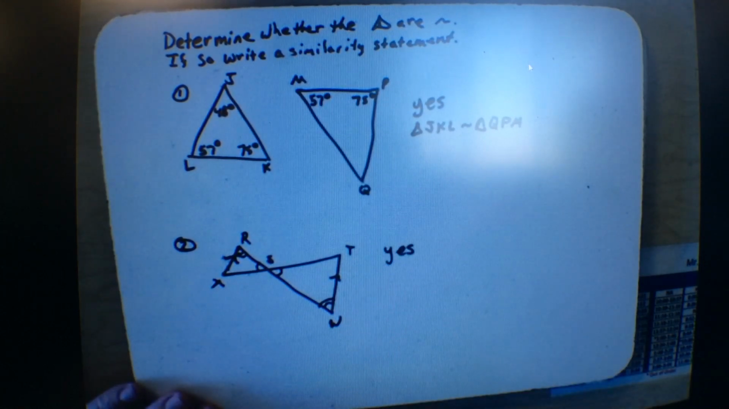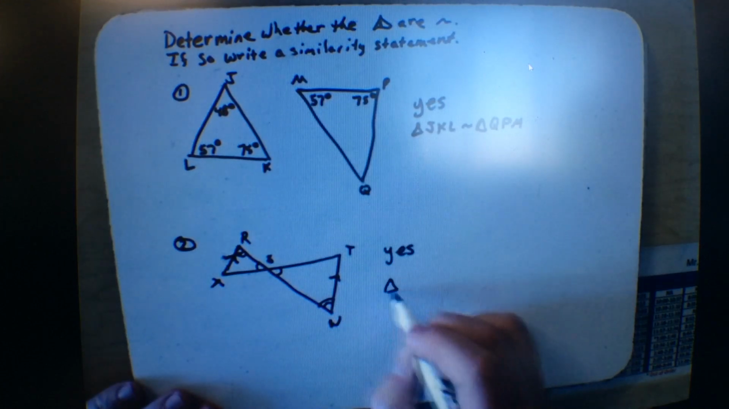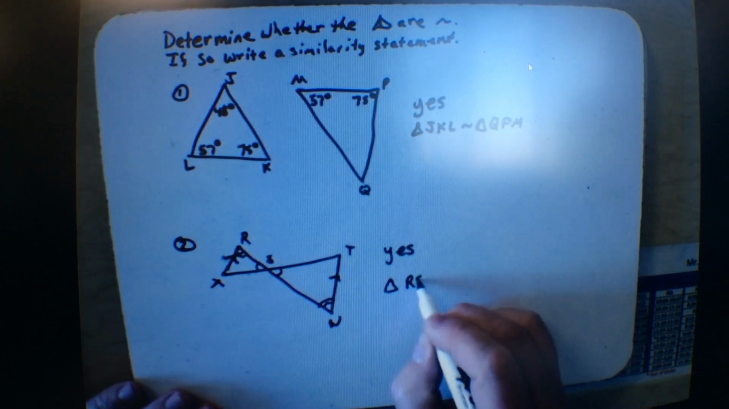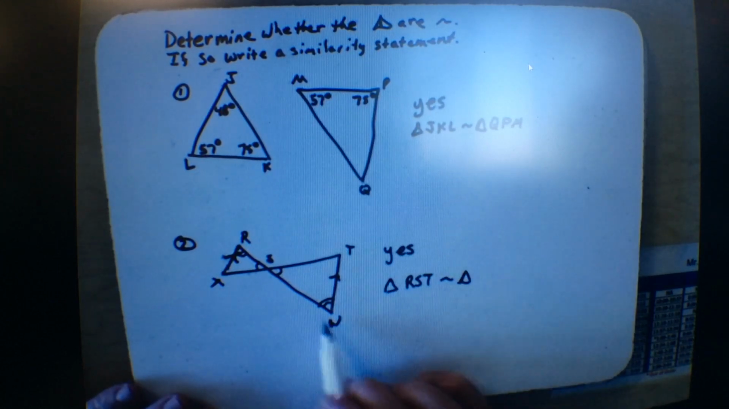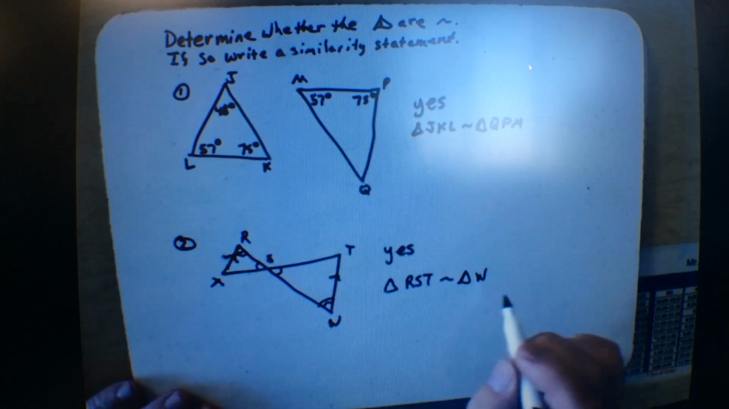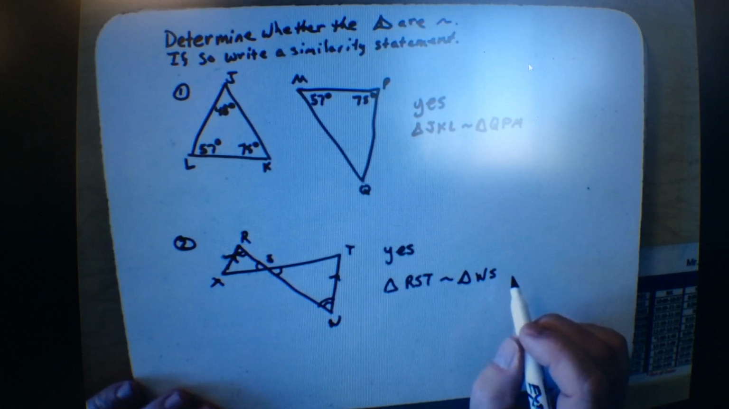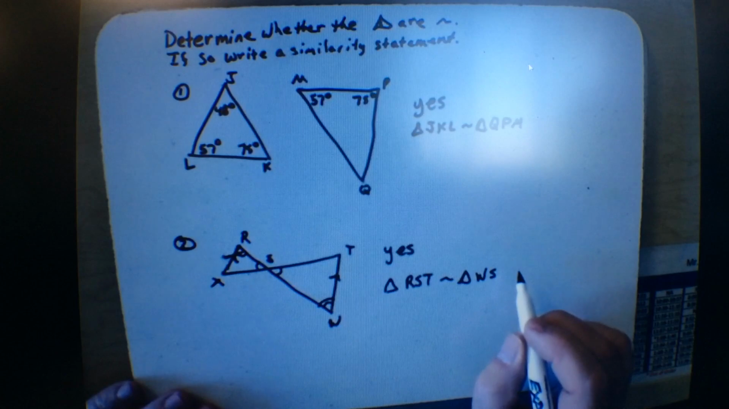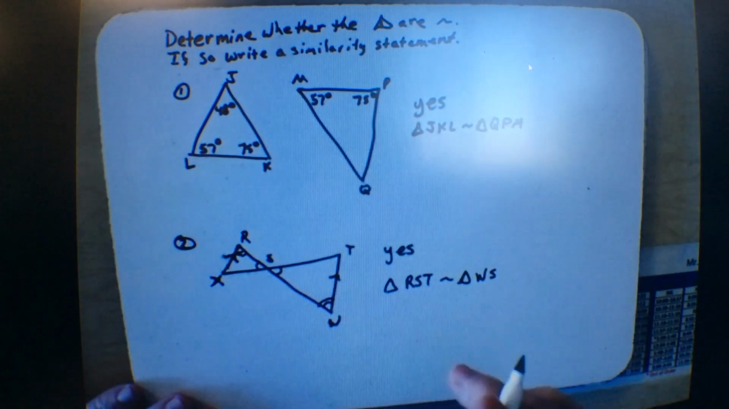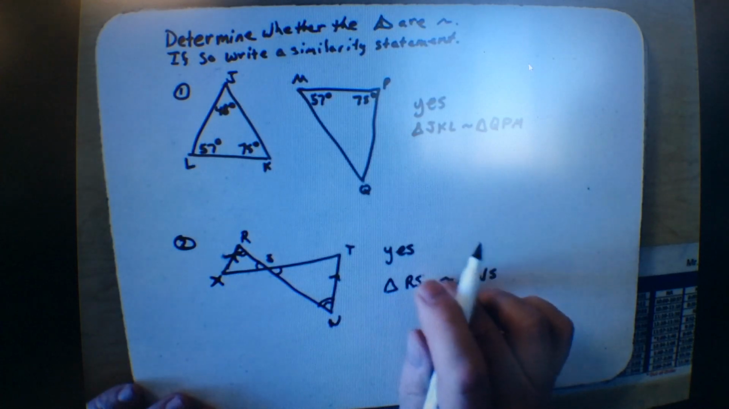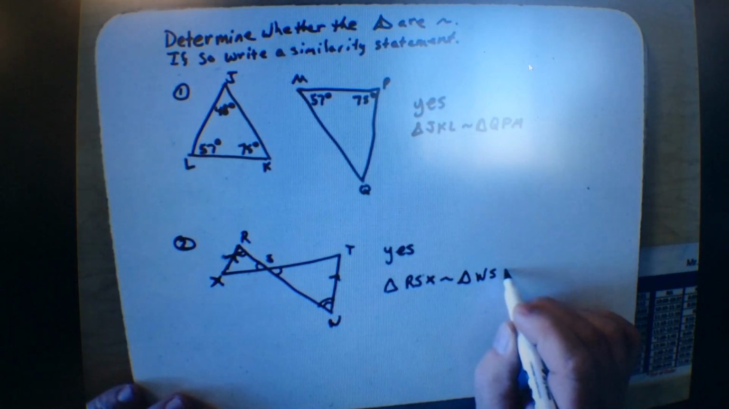Yes. And we can write it by just choosing the three letters. So I'm going to start with triangle RST is similar to triangle. And now I match R. R matches W. S matches S. And then T matches, whoops, this is X over here. That's an X. So it's RSX. Sorry, I can't read my own writing. So then this is WSX.